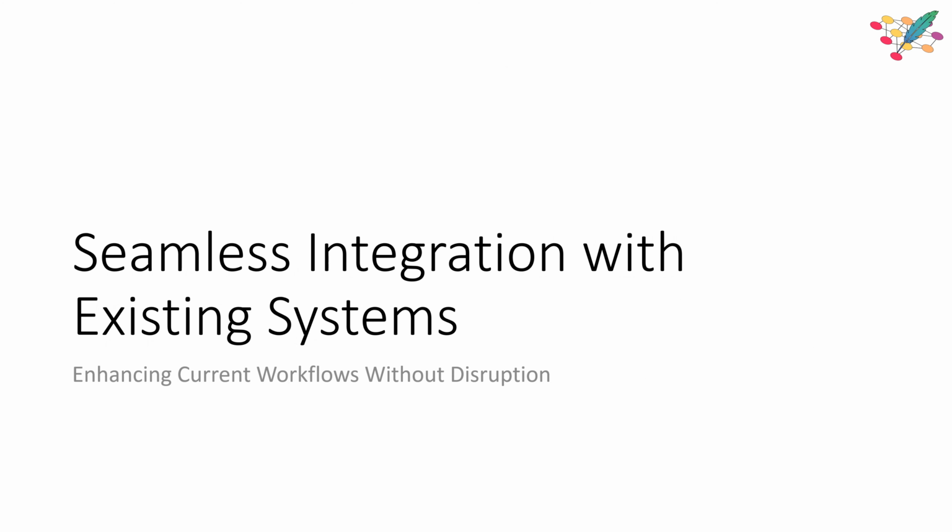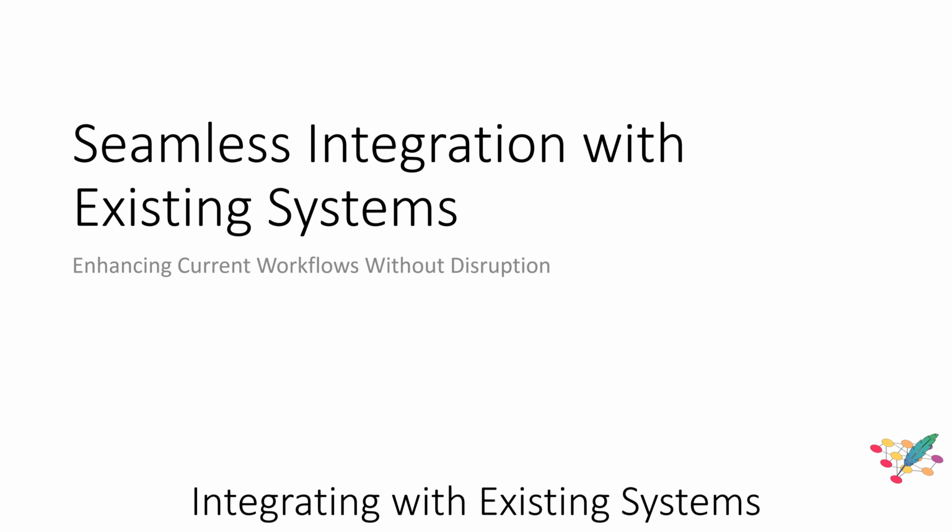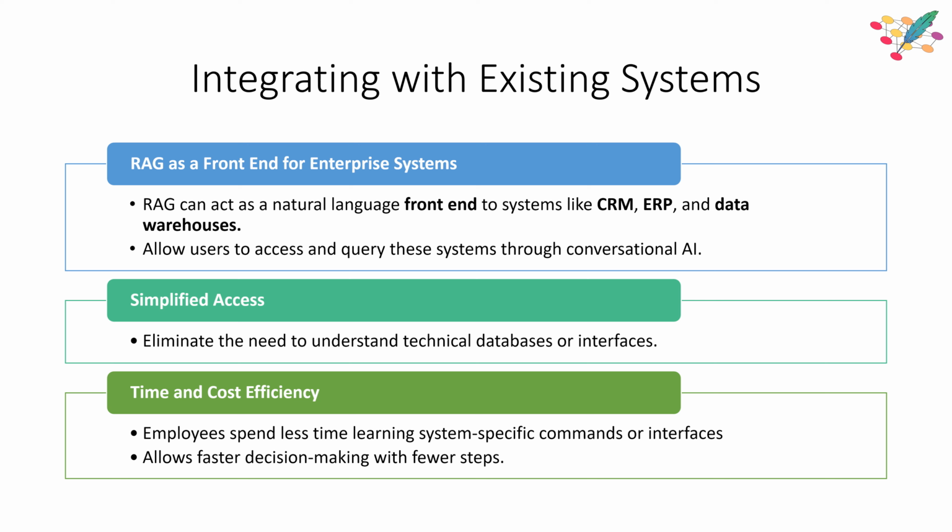As we move forward, let's explore how RAG integrates seamlessly with existing systems. RAG acts as a powerful front end to existing enterprise systems like CRM, ERP, and data warehouses, transforming the way users access and interact with data. Instead of manually navigating complex interfaces, users can simply ask questions in natural language without requiring manual searches or technical knowledge. RAG integrates seamlessly with your existing infrastructure, adding value without the need for an expensive overhaul.